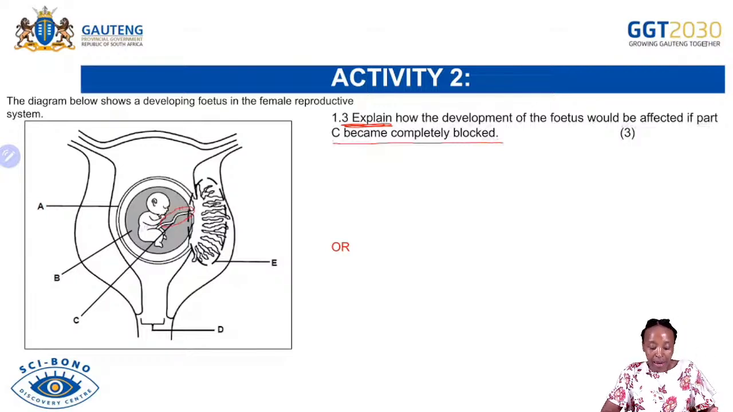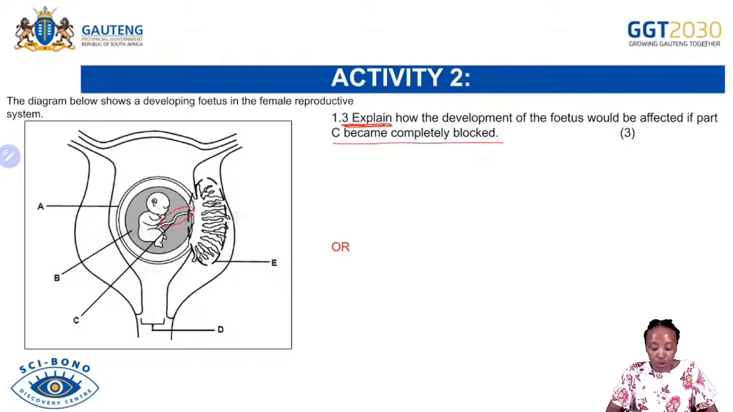So it means that number 1, the fetus will not be able to receive nutrients from the mother. It will not be able to receive oxygen from the mother. And 2, it means the carbon dioxide from the fetus and the waste products from the fetus will not be able to be taken back to where? To the mother. So this might cause poor development, which might also lead to what? To death. So you see here, we've mentioned the cause and the reason.